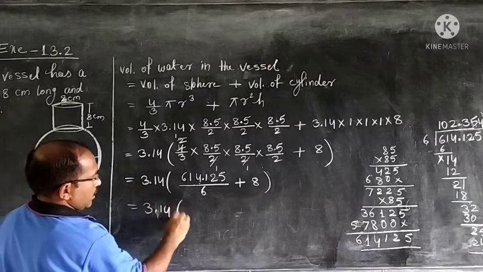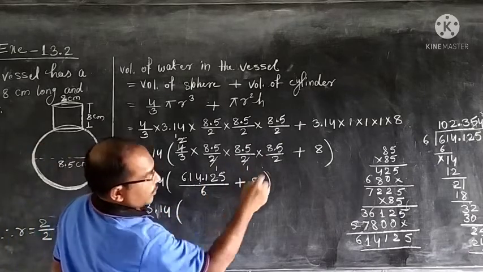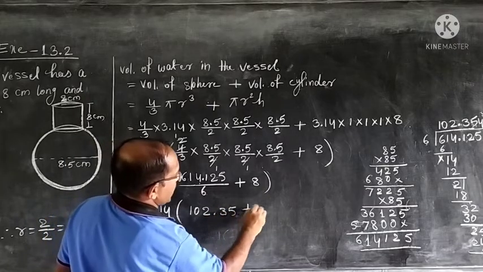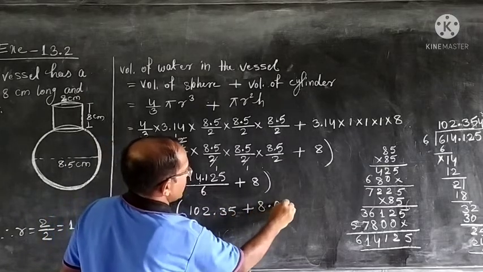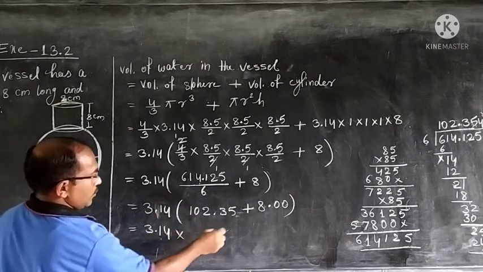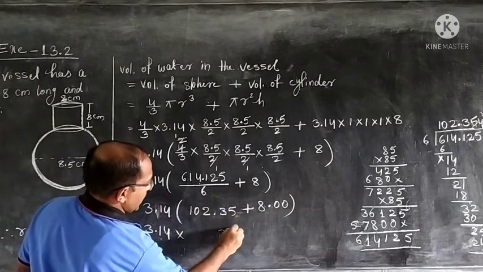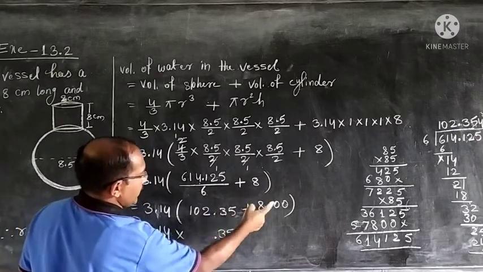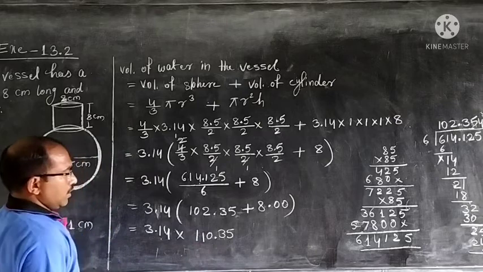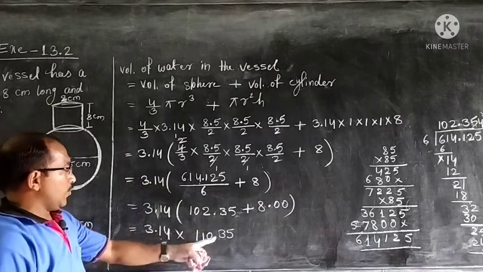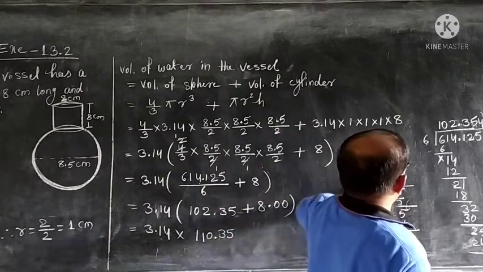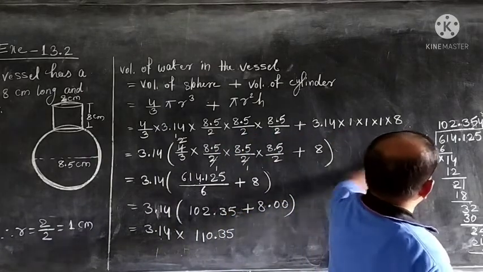3.14 into 102.35 plus 8.00 we will use here. So, 3.14 into 102.35 plus 8. So, now 110.35 into 3.14. So, let us see that calculation now.